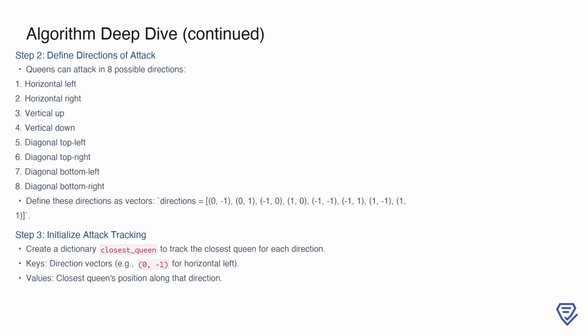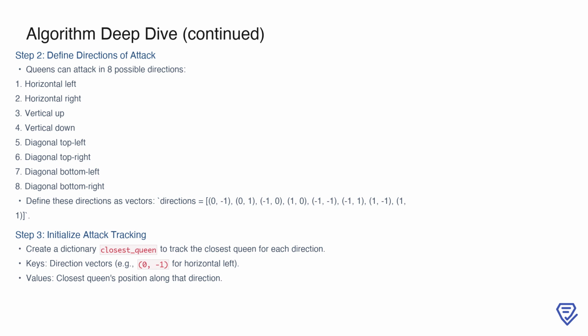Now, we define the possible attack directions for the queens. A queen can attack in 8 distinct directions: horizontally to the left and right, vertically up and down, and diagonally in the top left, top right, bottom left, and bottom right directions. These directions can be expressed as vectors, such as (0, -1) for horizontal left, (0, 1) for horizontal right, and so on. Collectively, these directions are stored in a list called directions, which includes all 8 possible movement vectors.